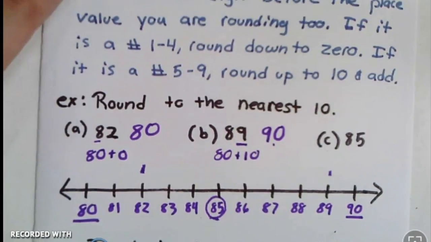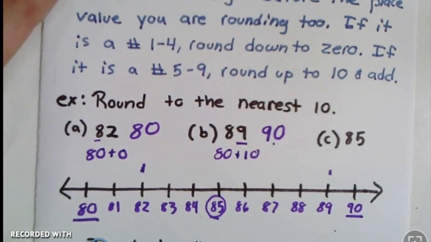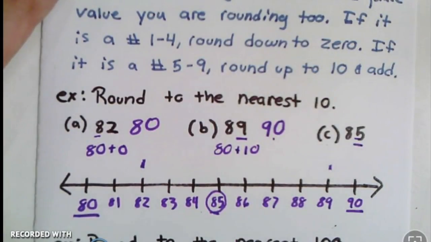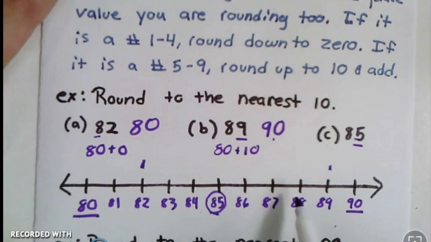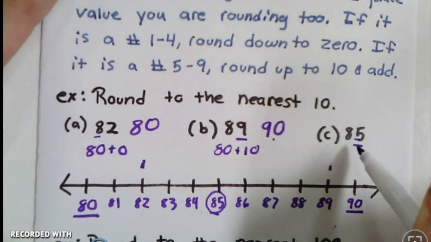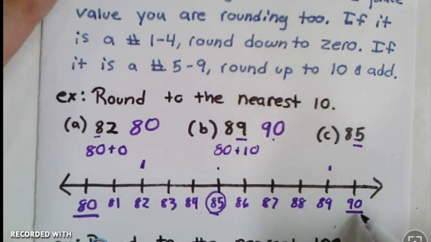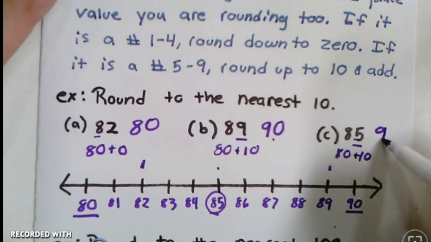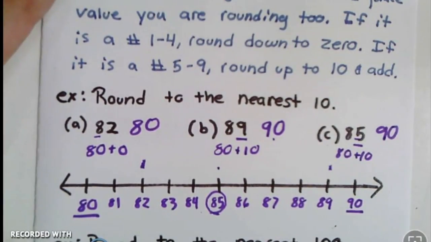All right, let's look at 85. Here's our last one. This one's tricky. A lot of times when things end in a 5 and they're halfway in between, students aren't sure whether to go up or to go down because it seems like it's equally as far from 80 or from 90. But our rounding rules tell us that anything that ends in a 5 will always round up to 10. So 85 is actually closer to 90 because 5 would round up to 10 and you would get 80 plus 10, and so this would round up to 90.